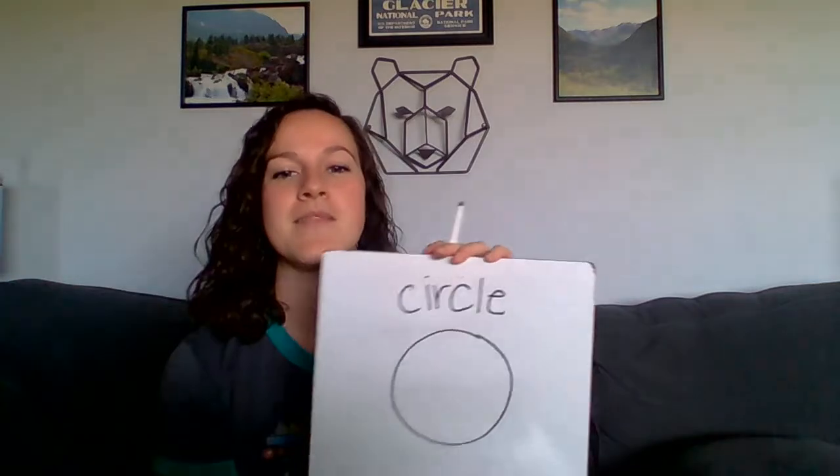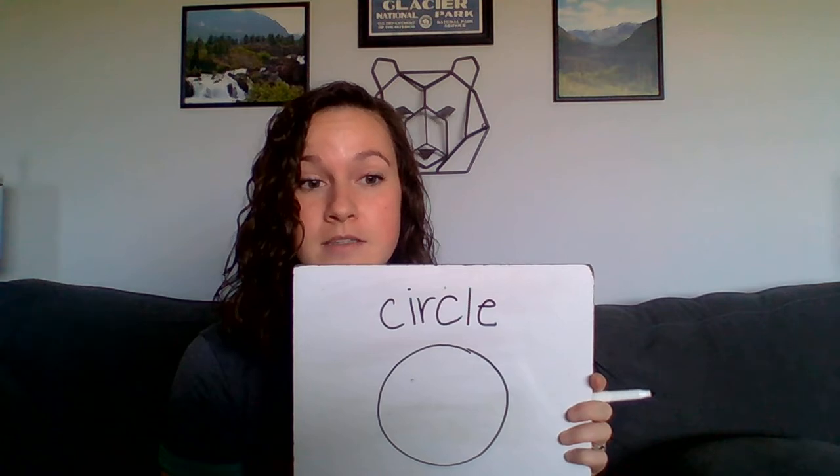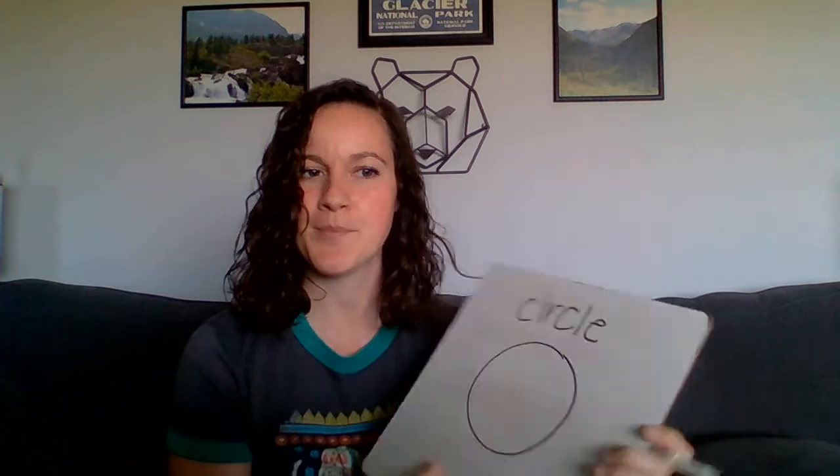So let's talk about some different shapes that you might know. I'm going to erase my whiteboard here. The first shape that you might already know is called a circle. So I'm going to draw a circle here, and I'm going to write its name. This is a circle. All right. There are no points or vertices. Okay. It's just a round shape. Pretty easy, right? Okay.